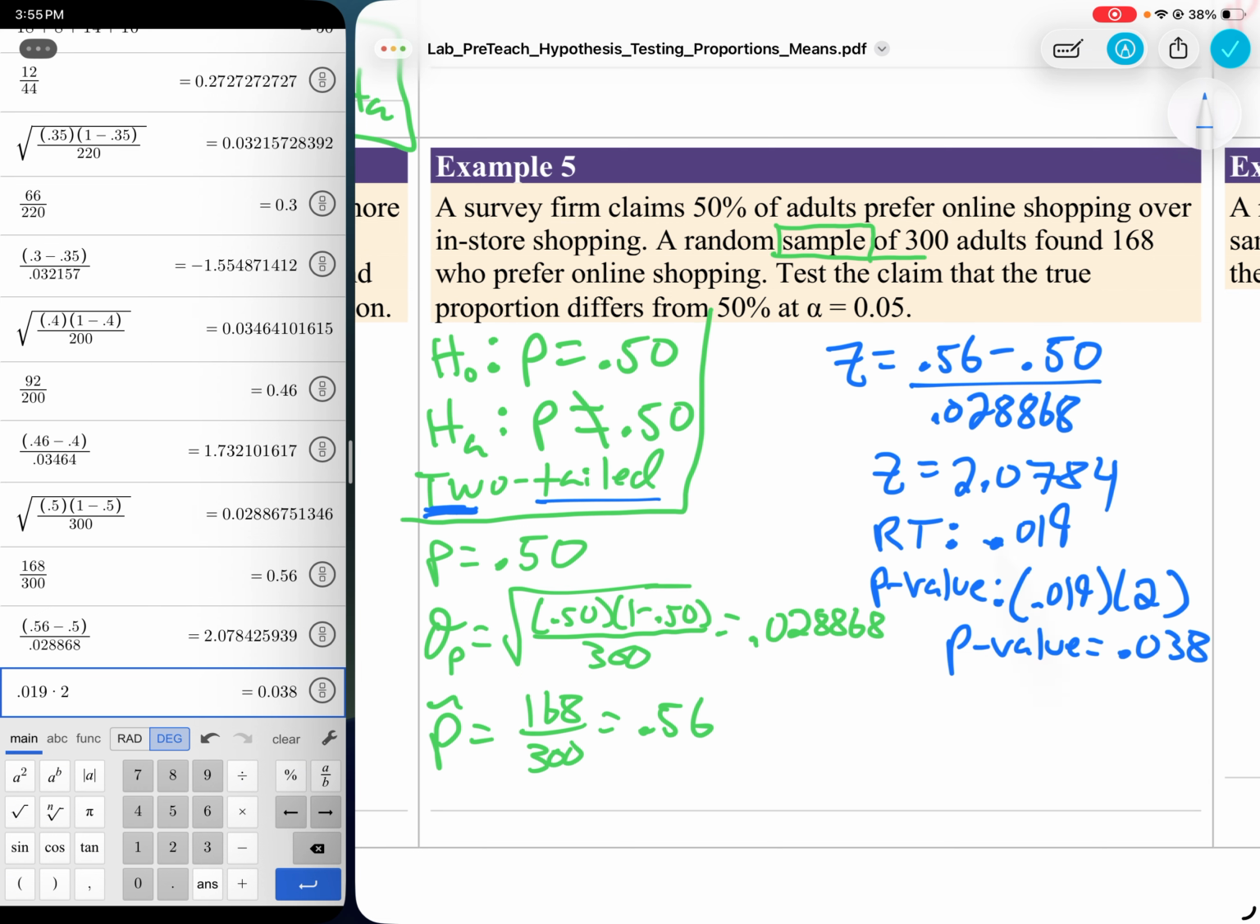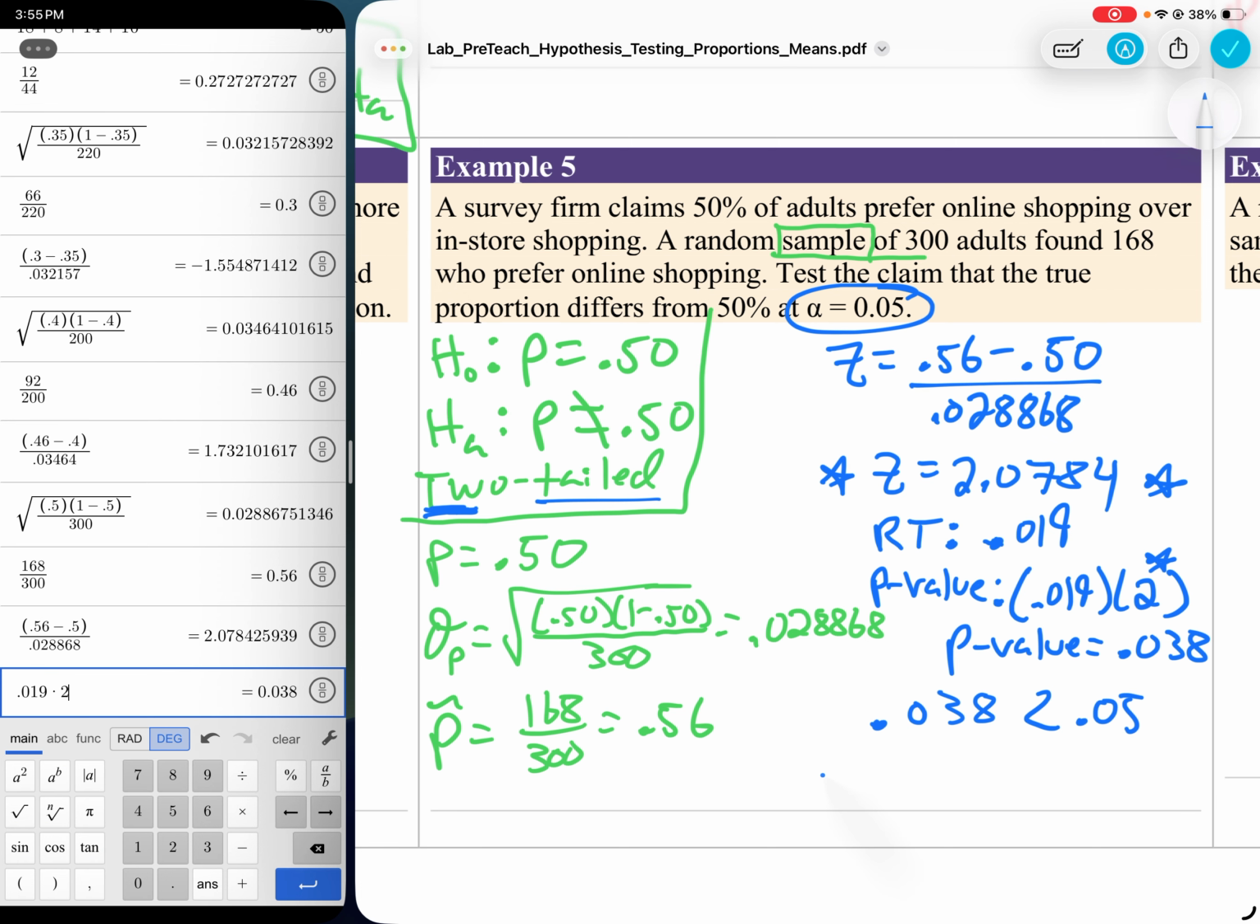And I grabbed the right tail to double because it was a positive z-score. If this z-score had been negative, we would have grabbed the left tail and multiplied the left tail times 2. Now I see here that my p-value is smaller than the alpha that the problem wanted us to use to test at, a 0.05 level of significance.